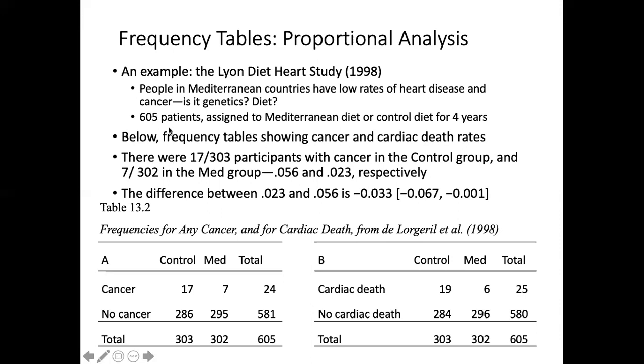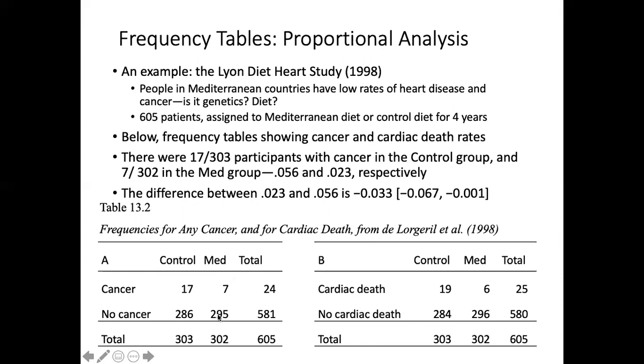And so they kept track. One of the pieces of data that they had are just basically frequencies showing the cancer and cardiac death rates from this group of 605 patients. So if you look at A here, we're looking at cancer. And so they have everyone on the control diet, everyone on the Mediterranean diet, and then how many people in the control group died of cancer versus did not have cancer, and then in the Mediterranean diet, cancer versus no cancer.